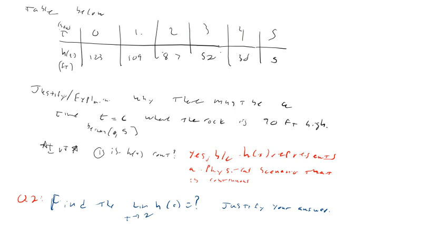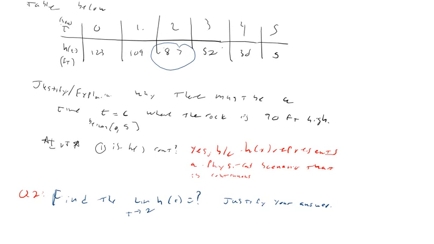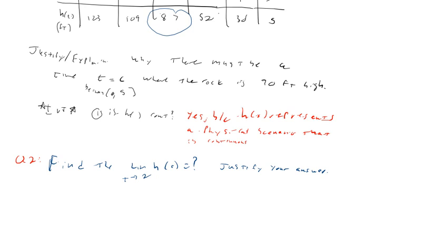Yeah, it's going to be here. It's actually 87, not 8.7, but my numbers are a little off. Clearly, the answer is 87. That's where the rock is going, right? We know the rock is moving, flying through the air. It's going to equal 87. But how can we be sure? How can we justify that the limit as t approaches 2 of h of t equals 87?